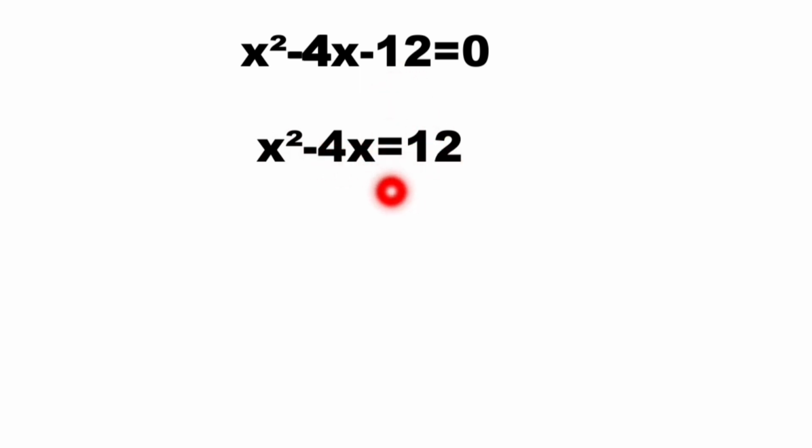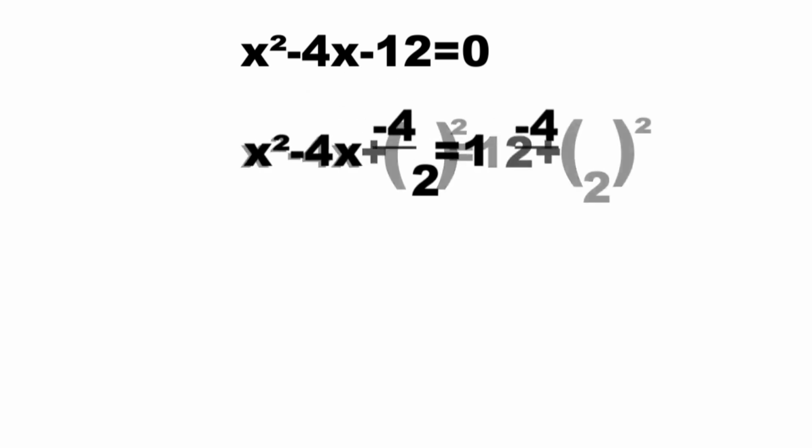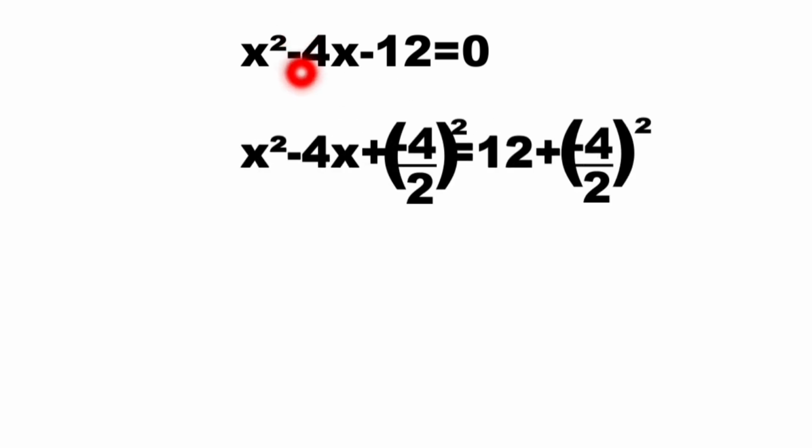Then we are going to add a number on both sides of the equation to maintain the equality that will make the left side of the equation a perfect square trinomial. So we are going to find that number, and that number is from the middle term, negative 4x, negative 4 over 2, squared. And since you add this to the left side of the equation, you are going to add it also to the right side of the equation.